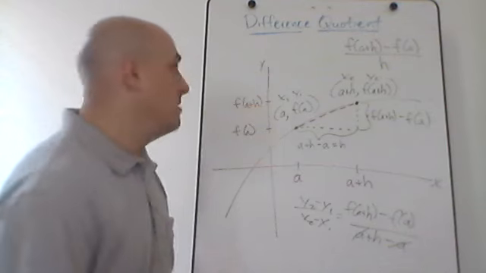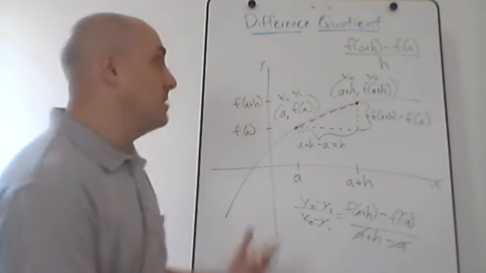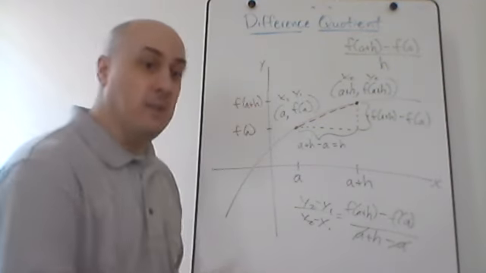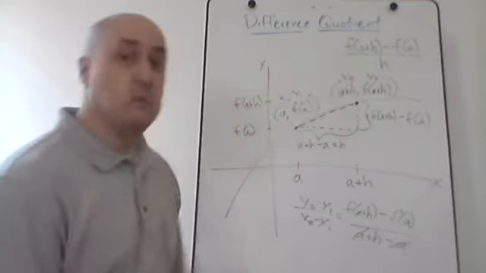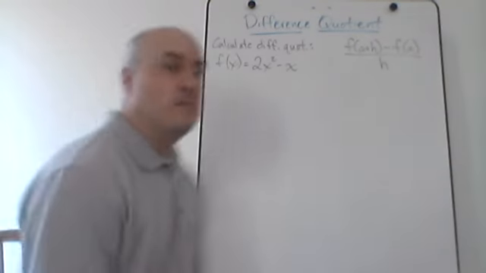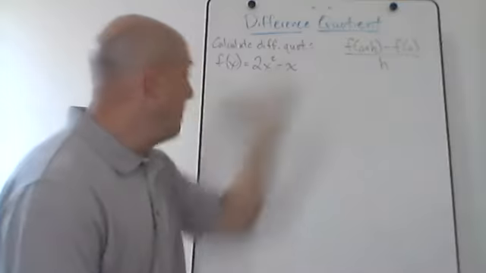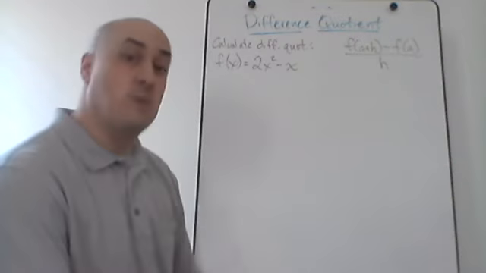All right, so I'm going to pause the recording here and erase this big picture, and then I'll put up an example where I'll give us a function, and then we'll actually calculate the difference quotient for that function. All right, so we've got a function up here, f of x equals 2x squared minus x, and I'm asked to calculate the difference quotient for that function.